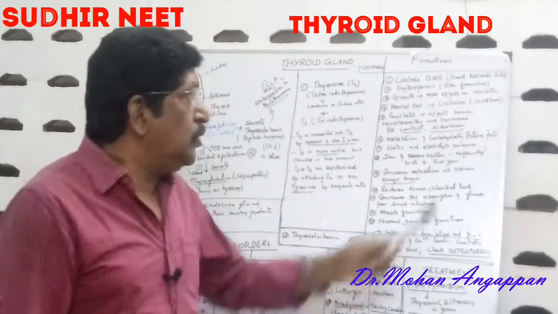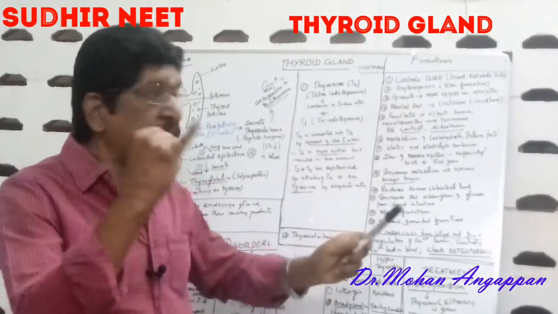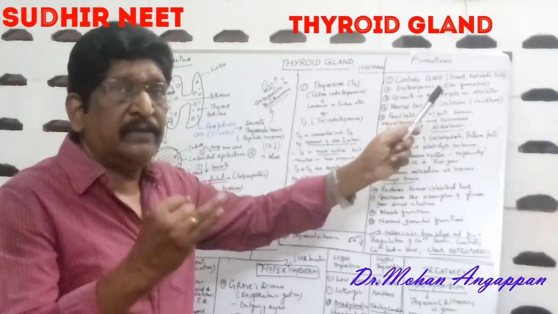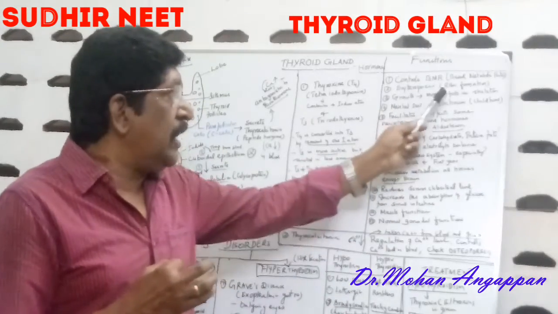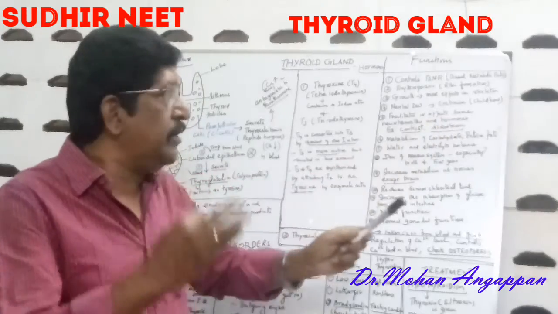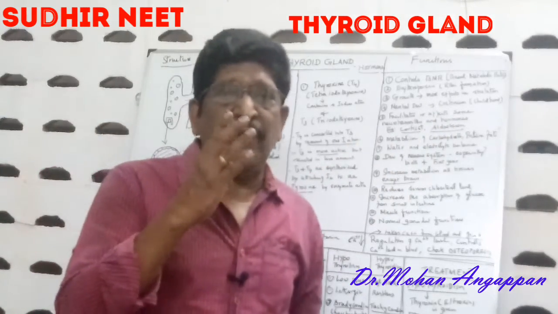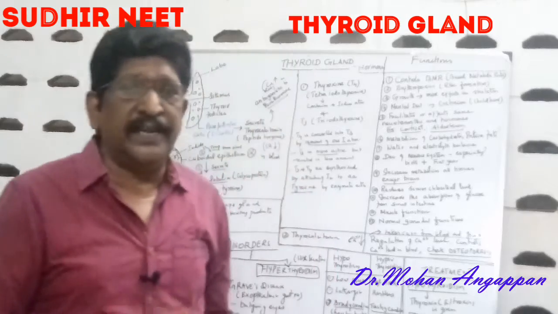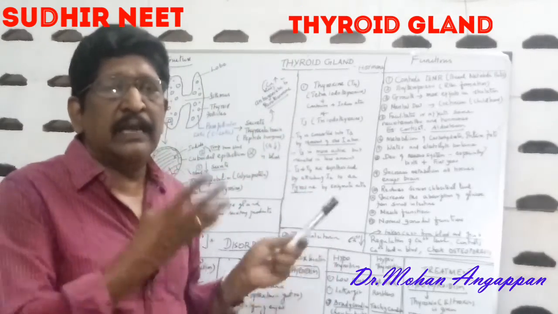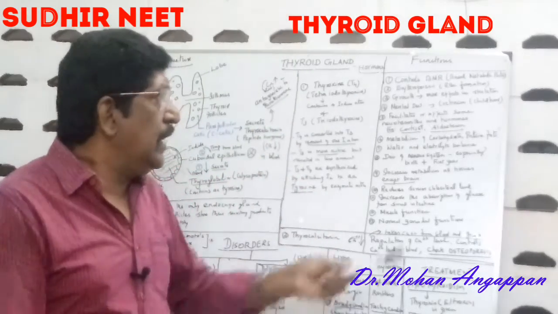So it controls BMR, very important. RBC formation, very important. Growth affects skeletal muscles, very important. It affects mental development. So everything is an MCQ, from the NEET point of view. So NEET aspirants, kindly listen, note down.